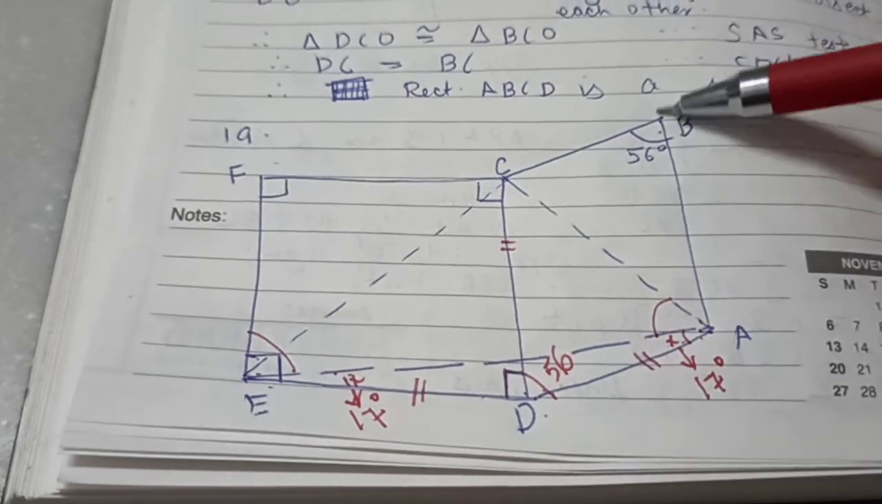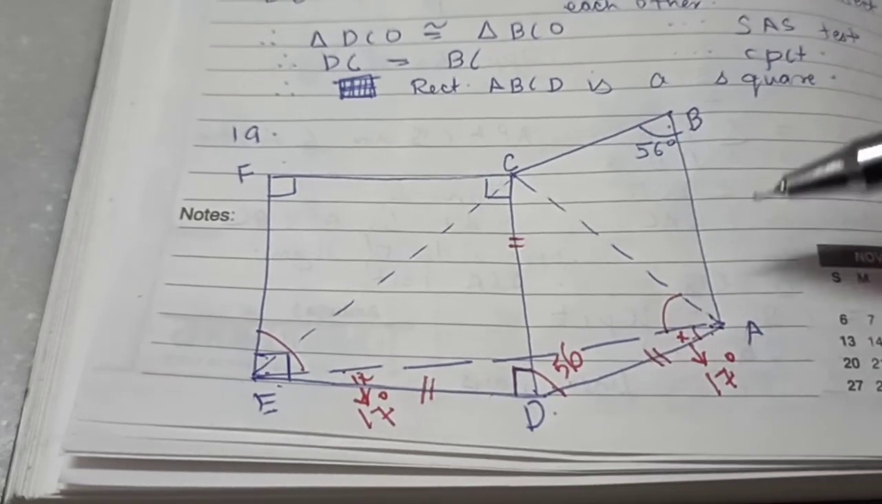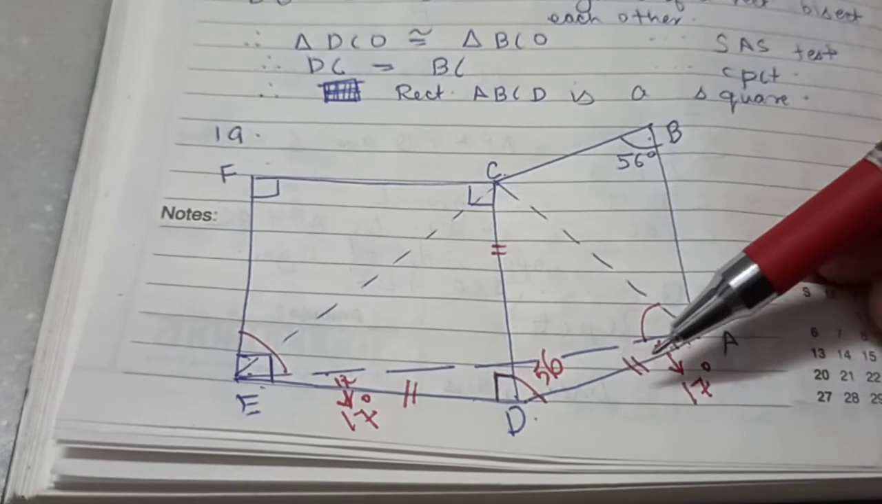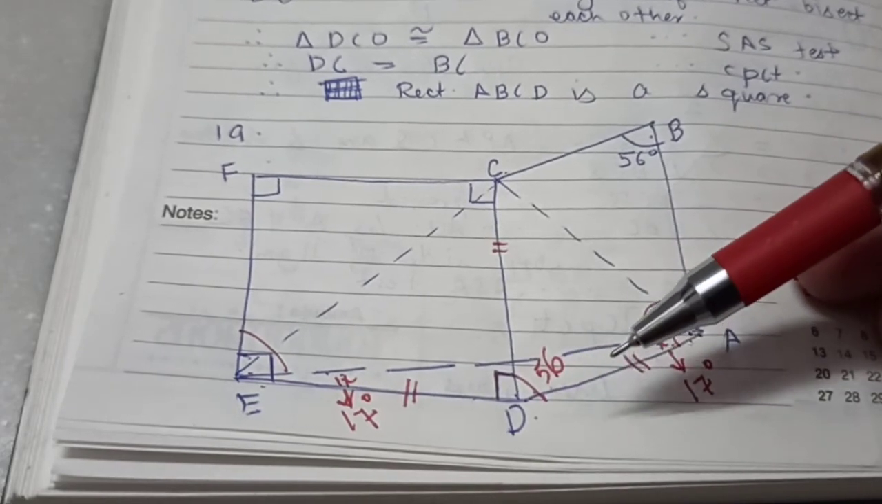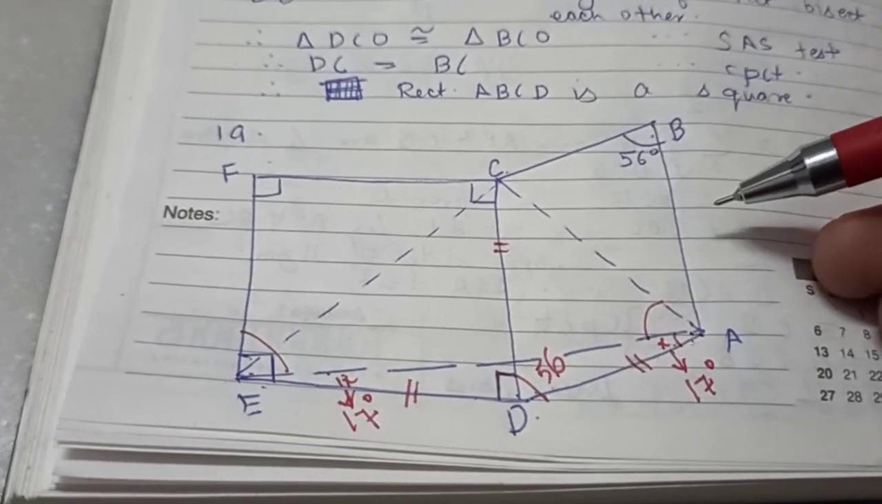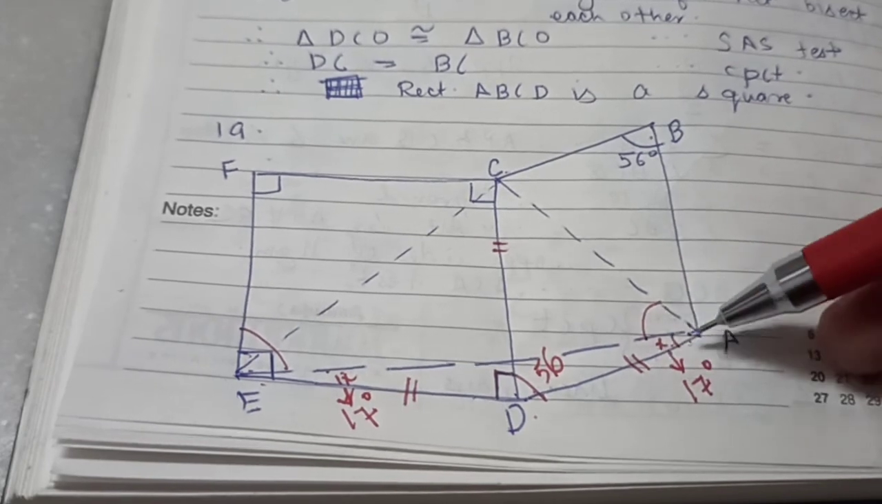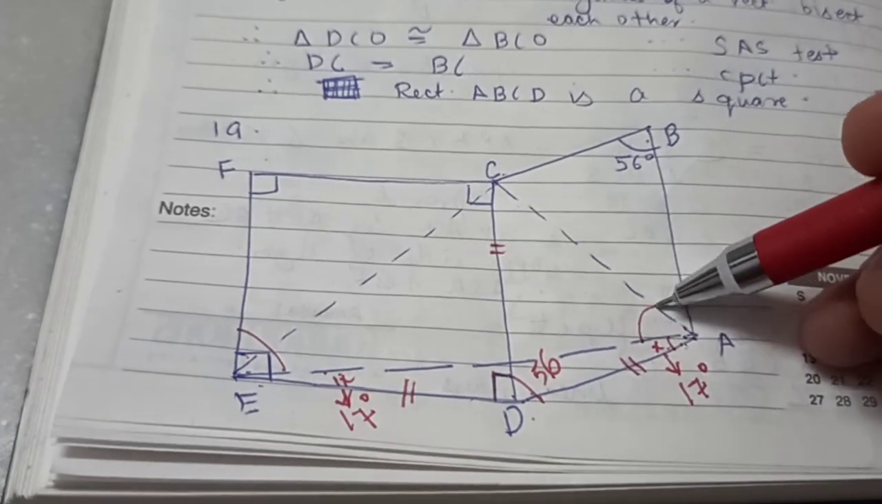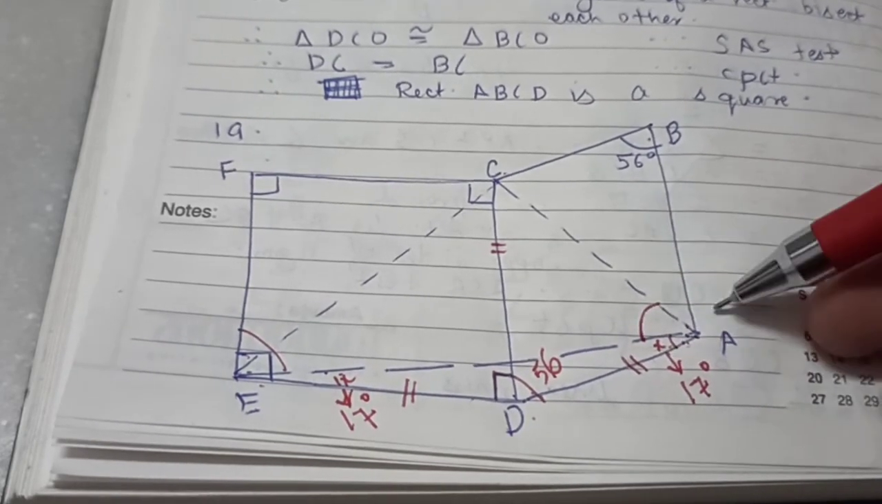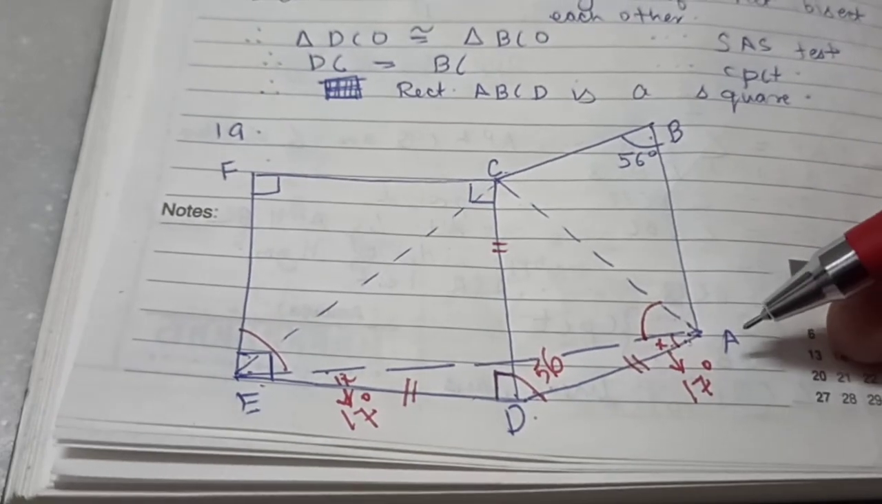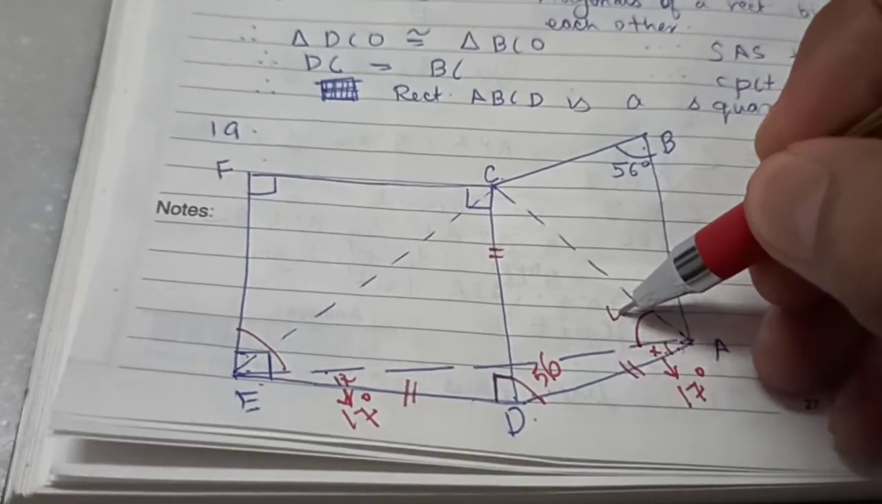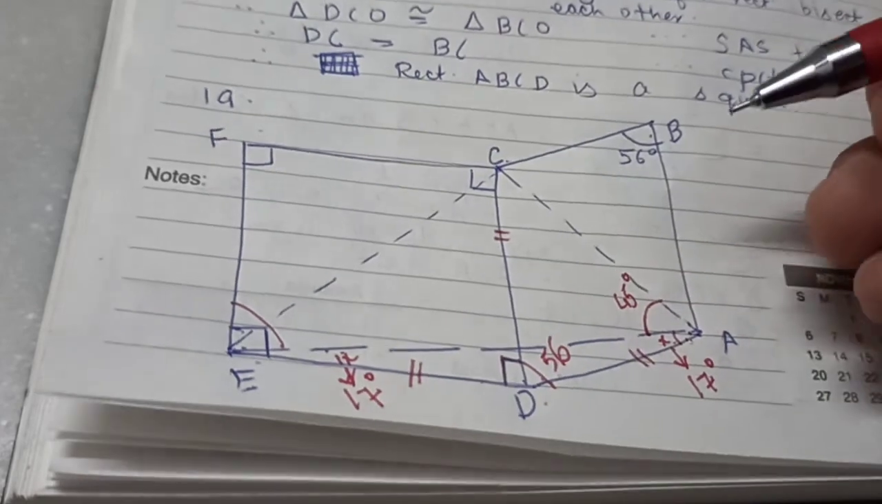So if the entire angle was 124, that means angle CAD is half of 124, it's 62 degrees. Now out of 62 degrees, the small angle is 17. So what is left for this angle CAE? It's 62 minus 17, which comes up to 45 degrees.